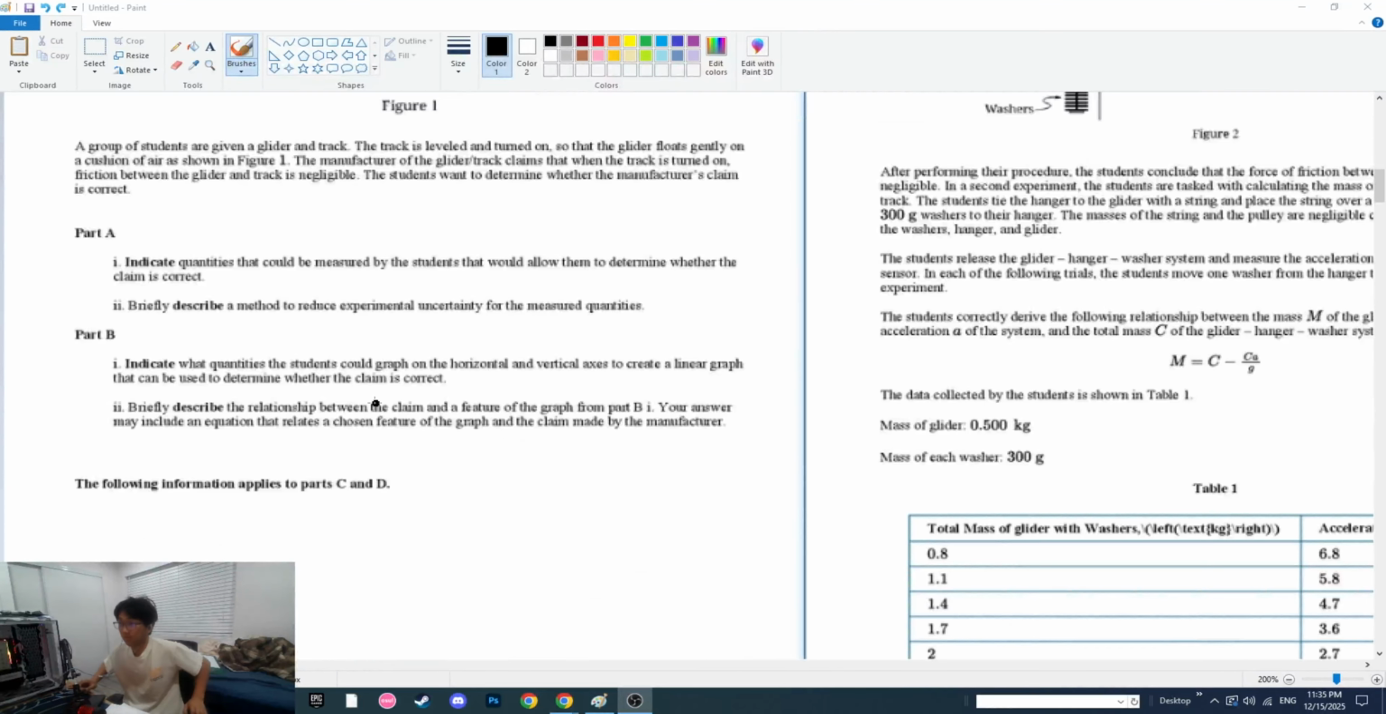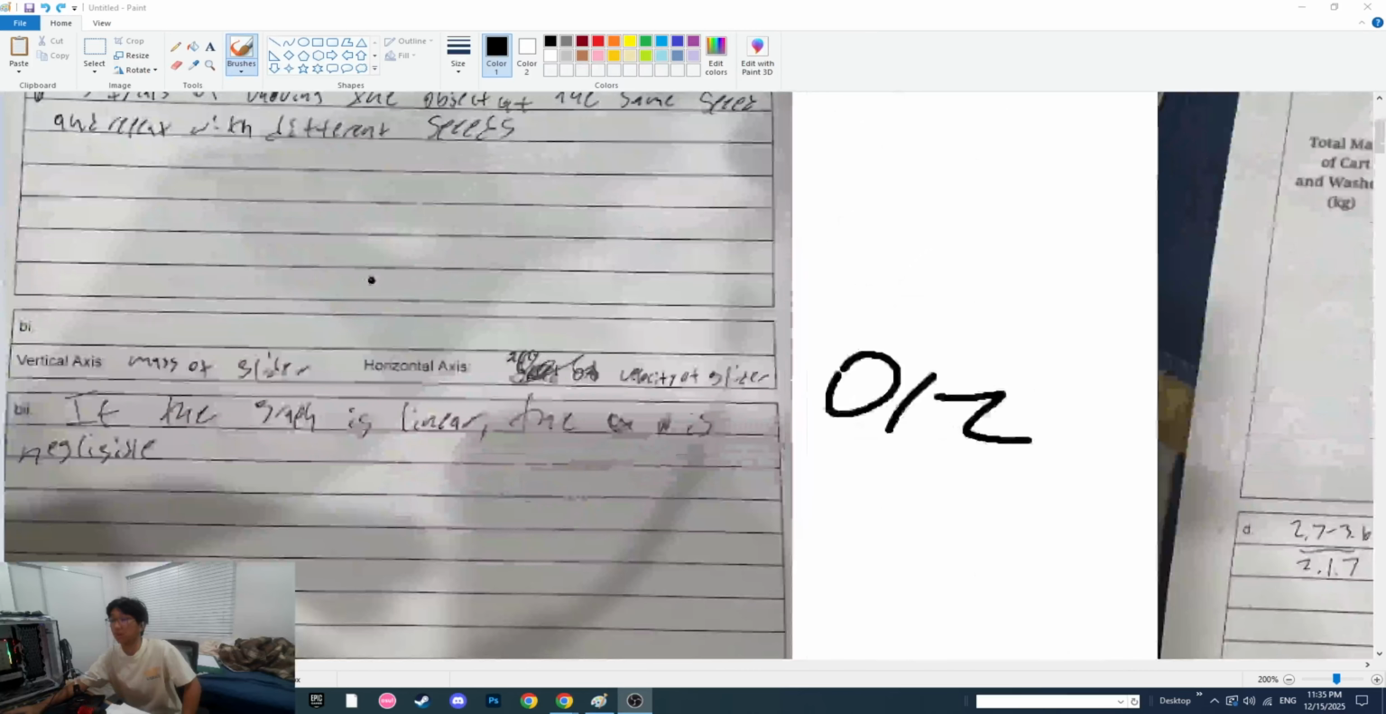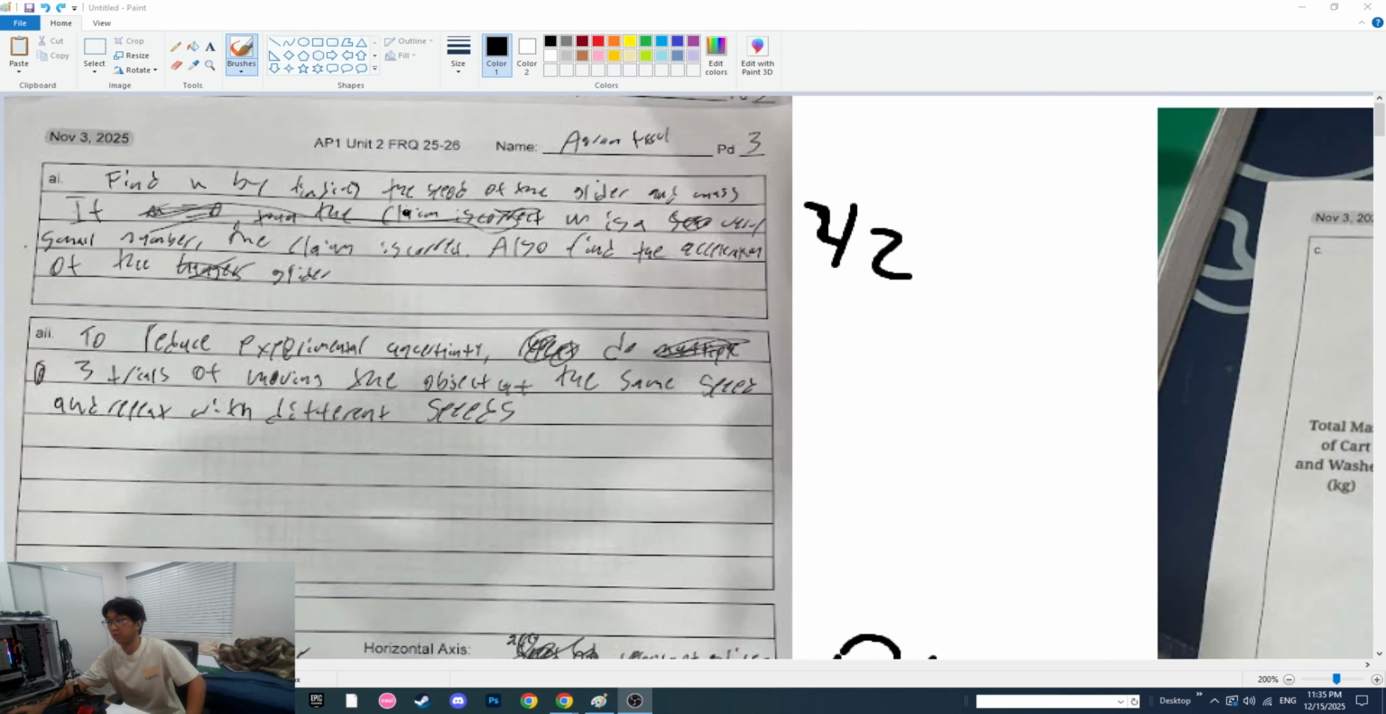And for Part A, we're asked to indicate the quantities that could be measured by students to determine whether the claim is correct. So I just said we could find the velocity, mass, and the acceleration of it. And this would allow us to prove the claim. So I'm going to solve 1.